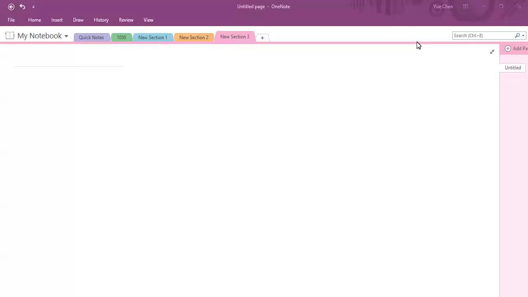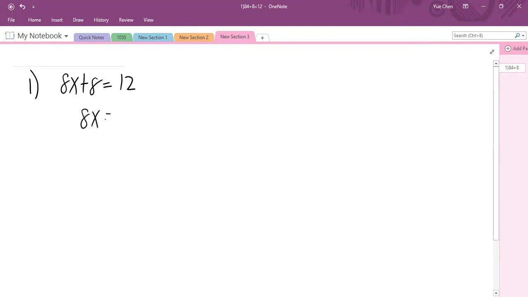Okay, so now let's look at the number one, which is 8x plus 8 equals 12, solve for x. Okay, so this is the linear equation. So, which is 8x equals 4. So x equals what? 4 over 8, which is 1/2. Okay, so this is the first problem.